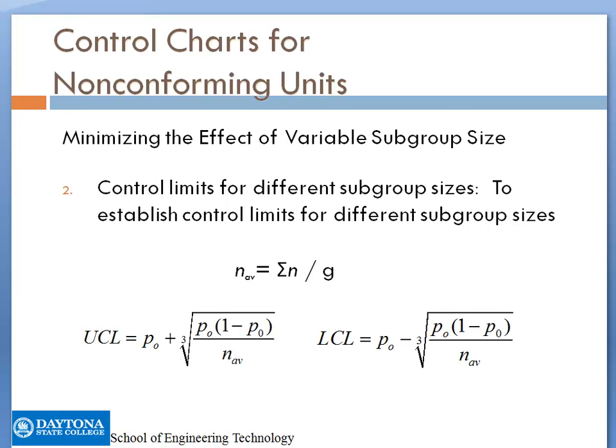Okay, the second case is the control limits for different subgroup sizes. This one is used to establish control limits for different subgroup sizes. What you have to do is calculate the n average and the upper and lower control limits. This type of chart can be effective when there are extreme variations in subgroup size.